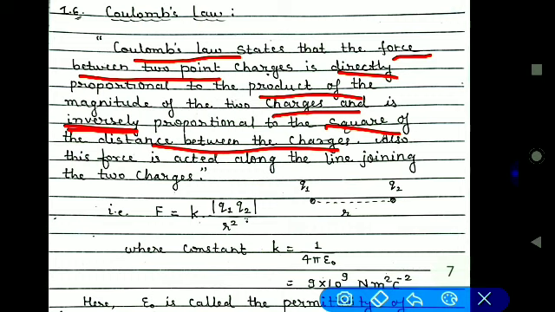And when we remove the proportionality sign, we get a constant k. So we can state Coulomb's law mathematically in this way: F is equal to k Q1 into Q2 upon r square.